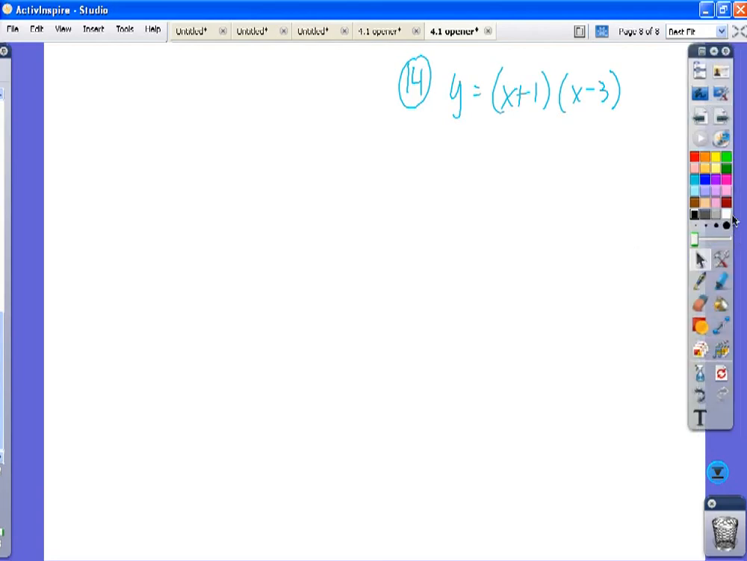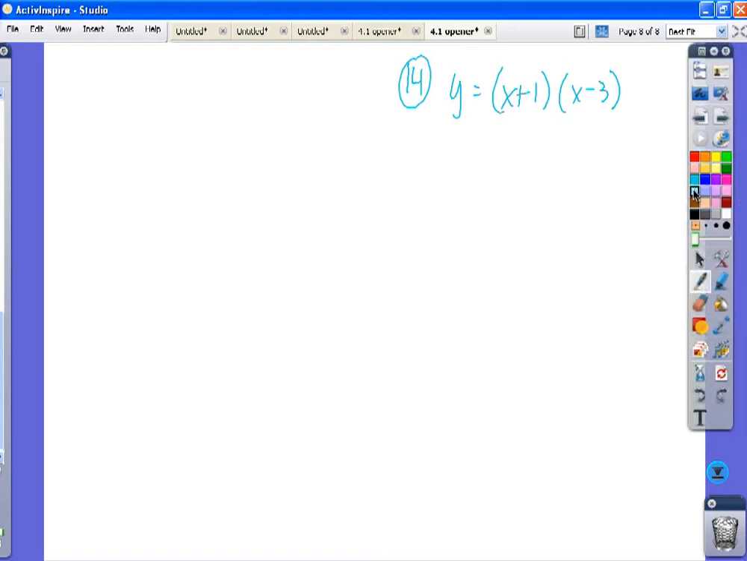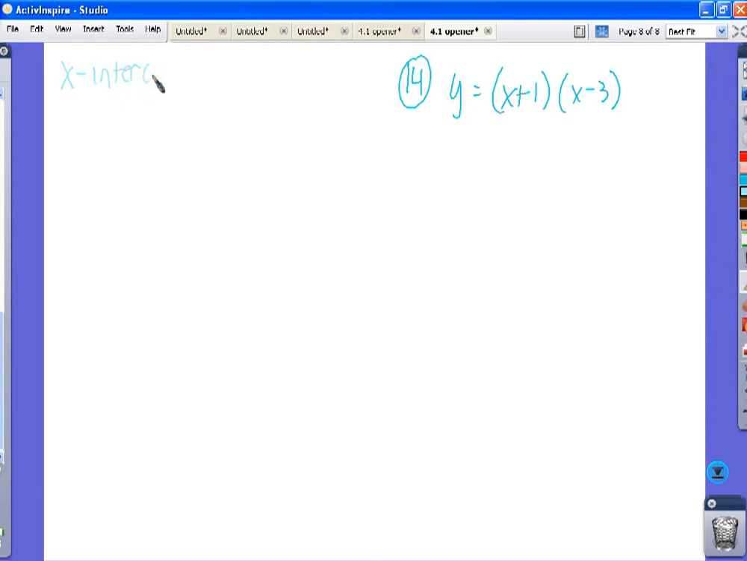We're going to graph this, and I'm going to help you see why. Why is it called intercept form? To be more accurate, we should probably call it x-intercept form. We're going to be talking about x-intercepts. If you remember what those are, that's great. If not, we'll talk about them again.